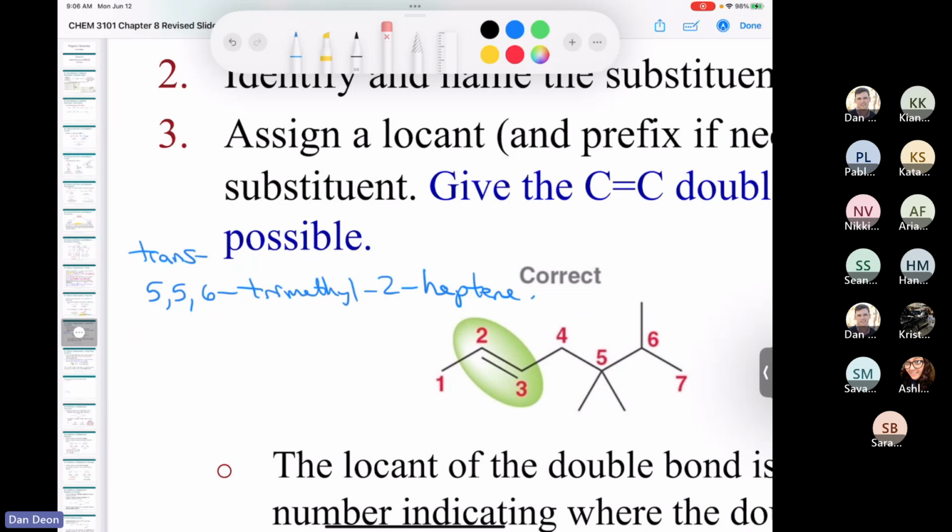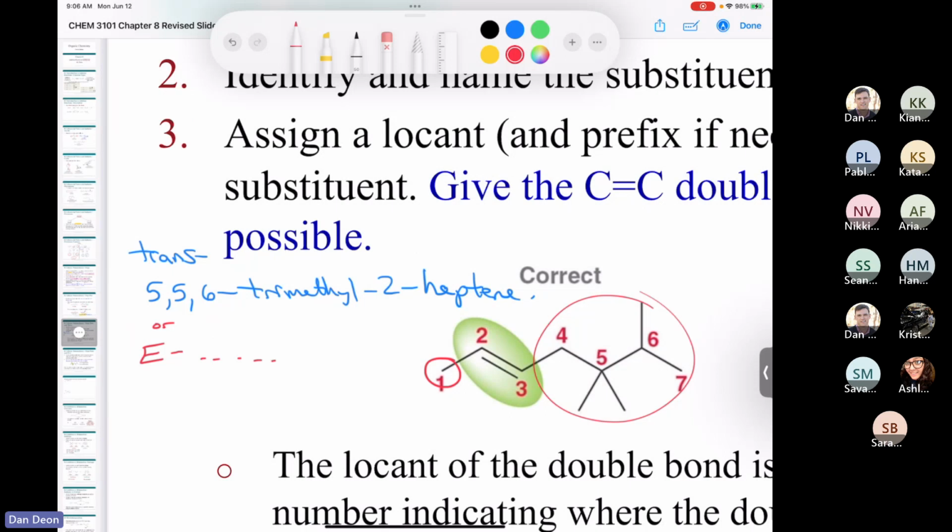Would this be an E? Yeah, exactly. It's an E compound. So if you were practicing this at home and you called it E-5,5,6-trimethyl-2-heptene, that's totally acceptable as well, right? It's E, right? The major group is here and then here, and those are entgegen, or opposite to each other.